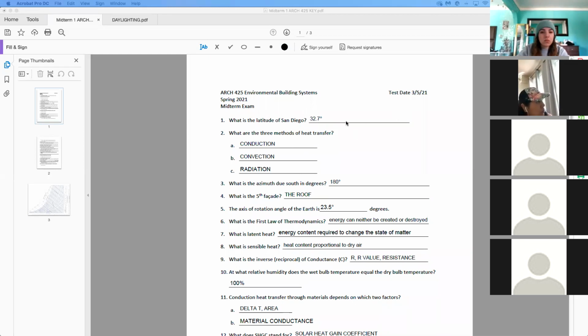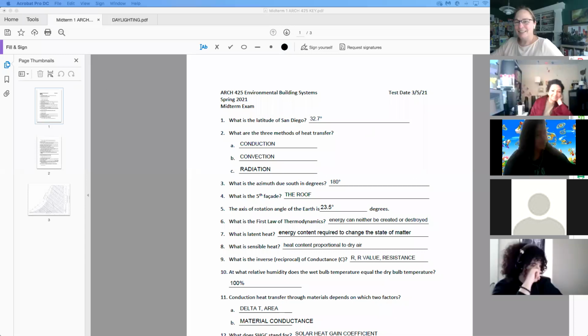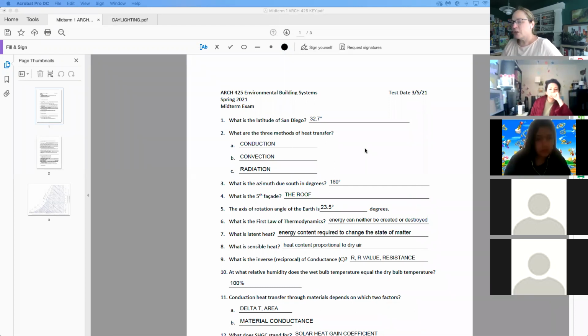Everyone got the latitude of San Diego correct. That is fantastic. So good job. The three modes of heat transfer: conduction, convection, radiation. The azimuth due south in degrees is 180 degrees.